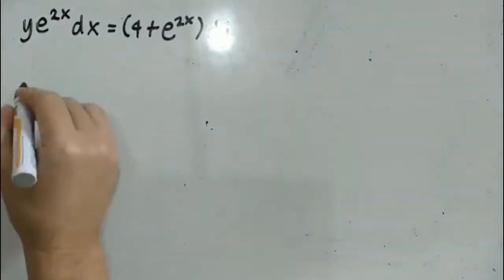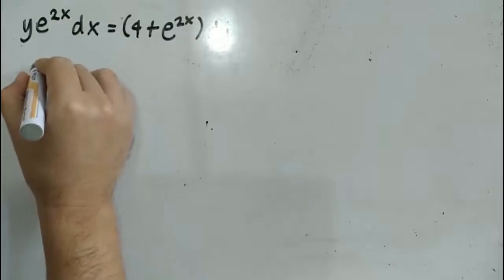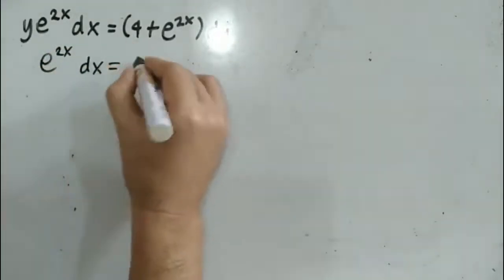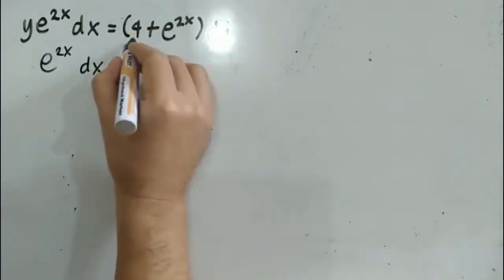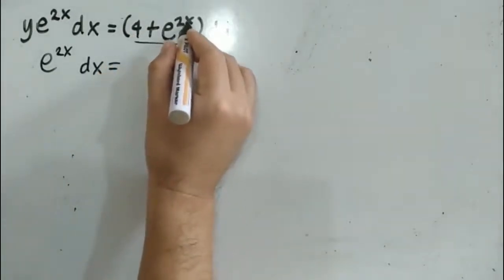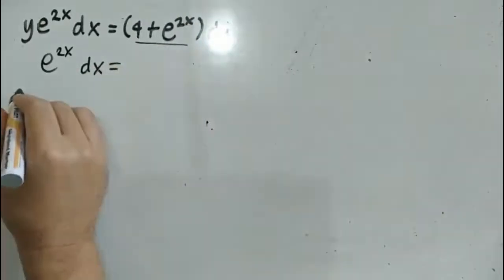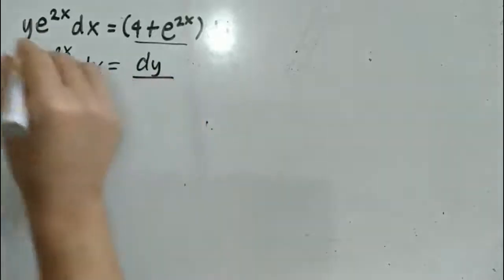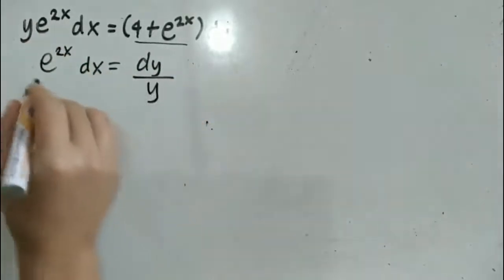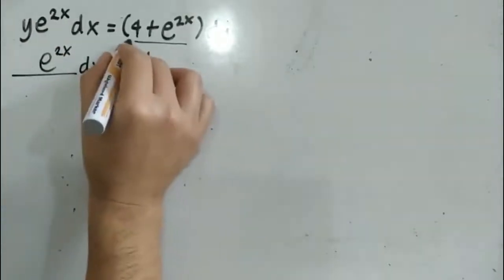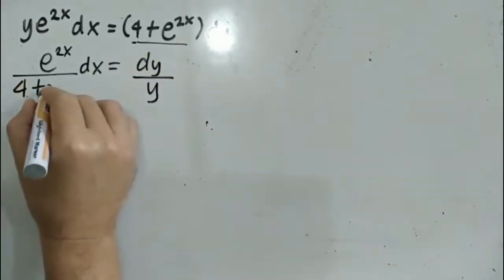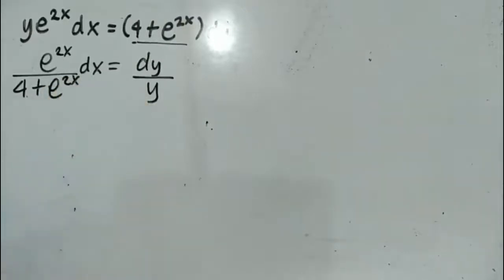So e to the 2x dx remains here. This whole expression is a function of x, so it must be on the left side. Dy remains and y transposes here. This whole expression 4 plus e to the 2x, since it is a function of x, would be on the left side. And then we integrate.